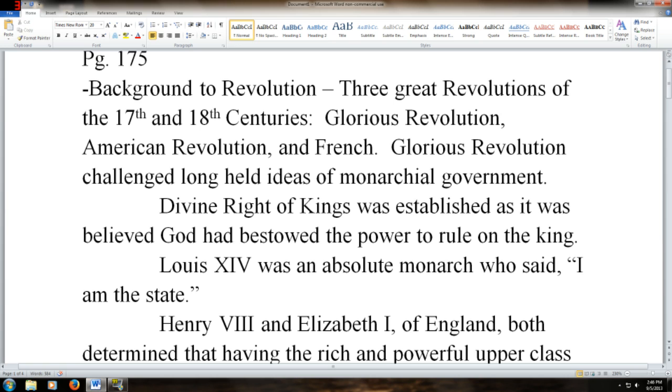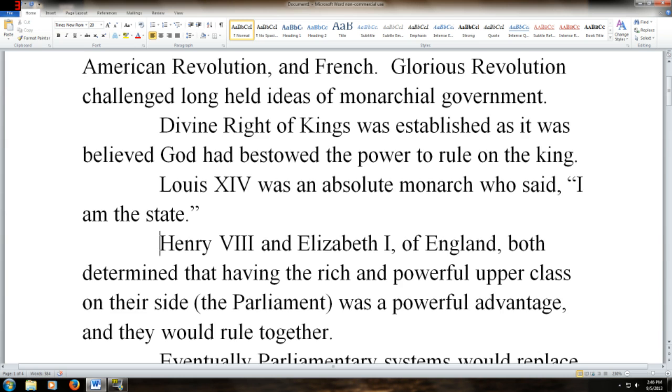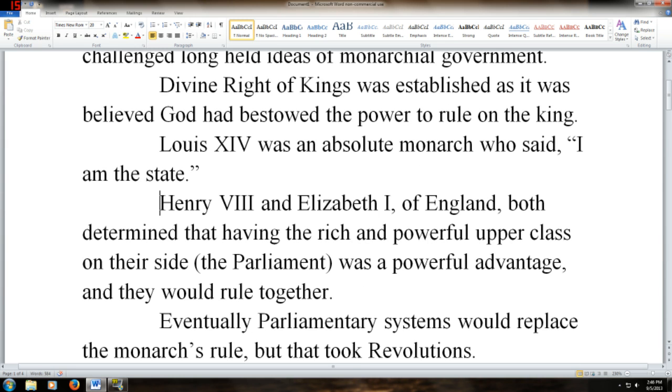And he said, I am the state. State is, of course, a term which means the government of a country. So he alone was the entire government. Kings in England, or monarchs I should say in England, because we have Henry VIII and Queen Elizabeth I of England, they both determined that having the rich and powerful upper class on their side, the parliament, was a powerful advantage because they had a lot of money.